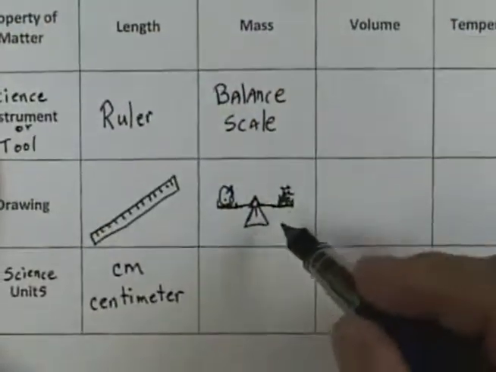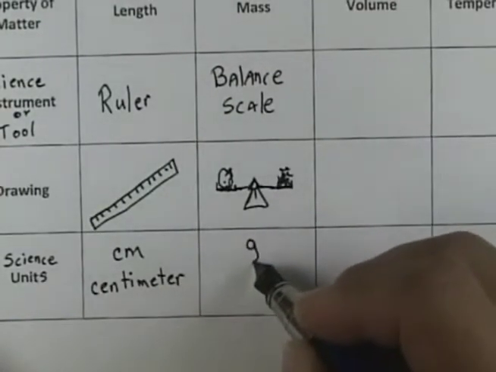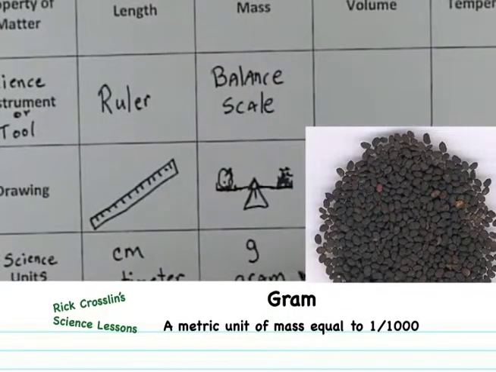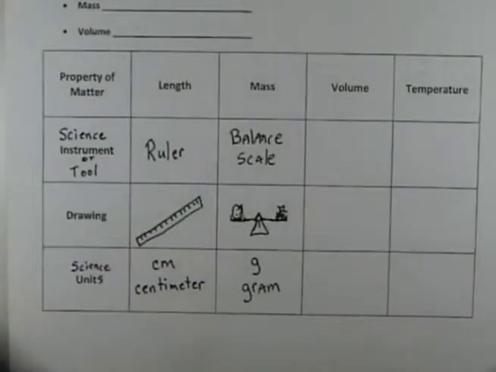And here's the science units we're going to use today. G for gram. Cool. All right, so we've got two already. We have length, we use a ruler, we measure in centimeters. We have a balance scale, we measure mass in grams. Got that? Mass, balance scale, grams.